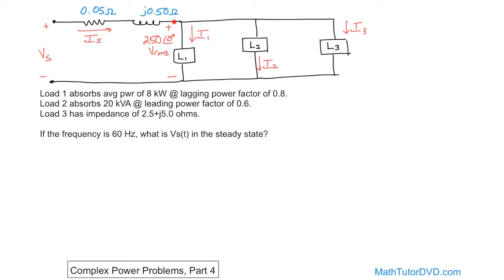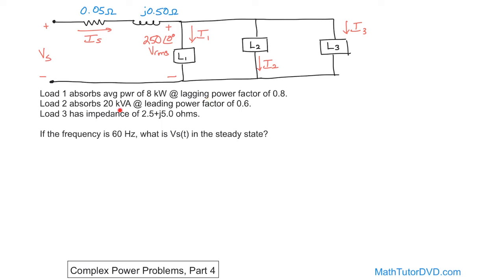But importantly, we also know the voltage from here to here, across all of the loads, which are in parallel. We know that voltage to be 250 angle of 0, and this is an RMS voltage. So we're given a bunch of additional information. Load 1, this guy, absorbs an average power of 8 kilowatts with a lagging power factor of 0.8. Remember, I told you these words lagging and leading are really important.